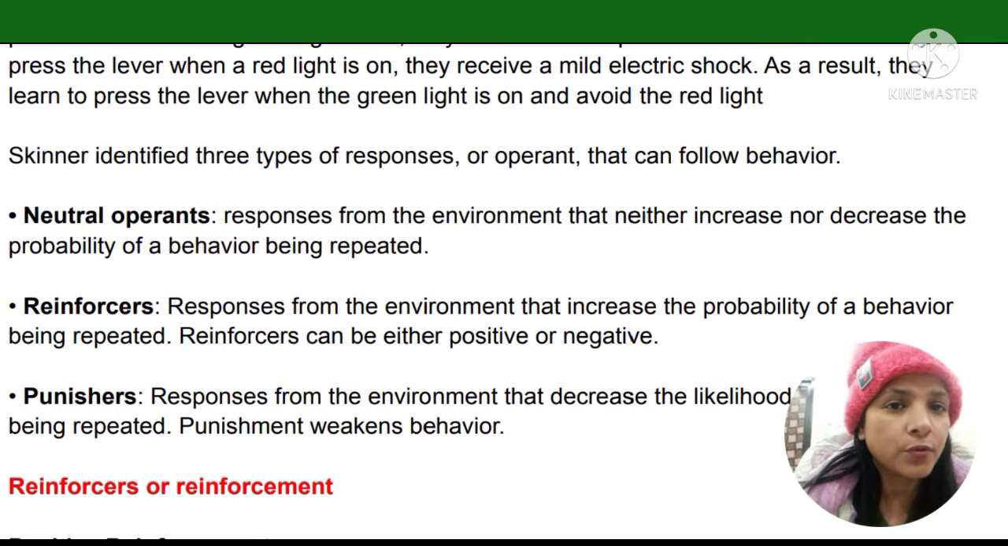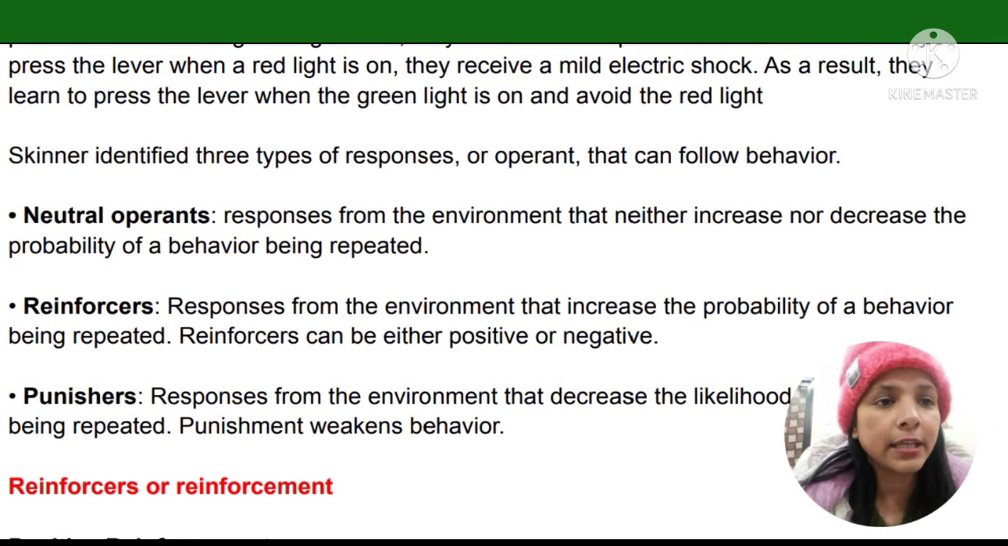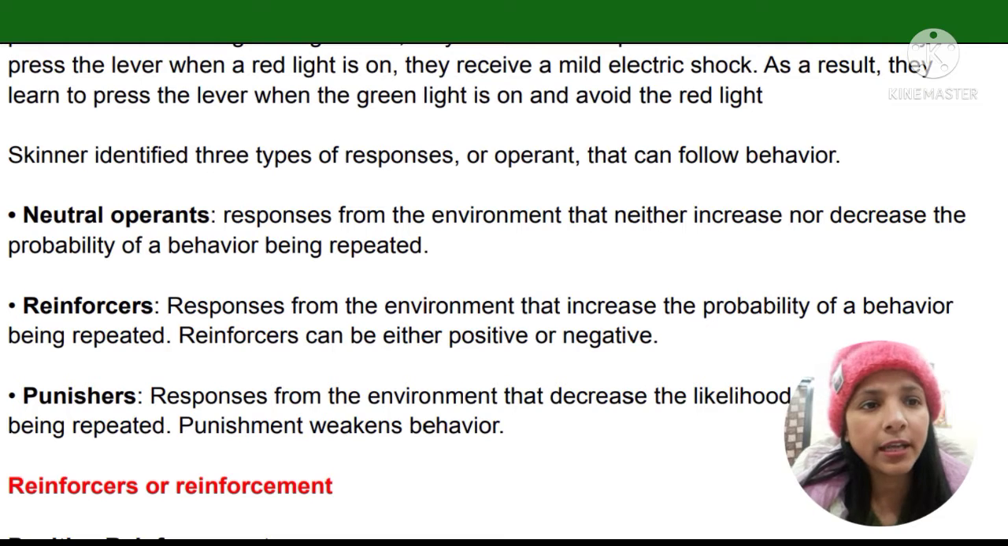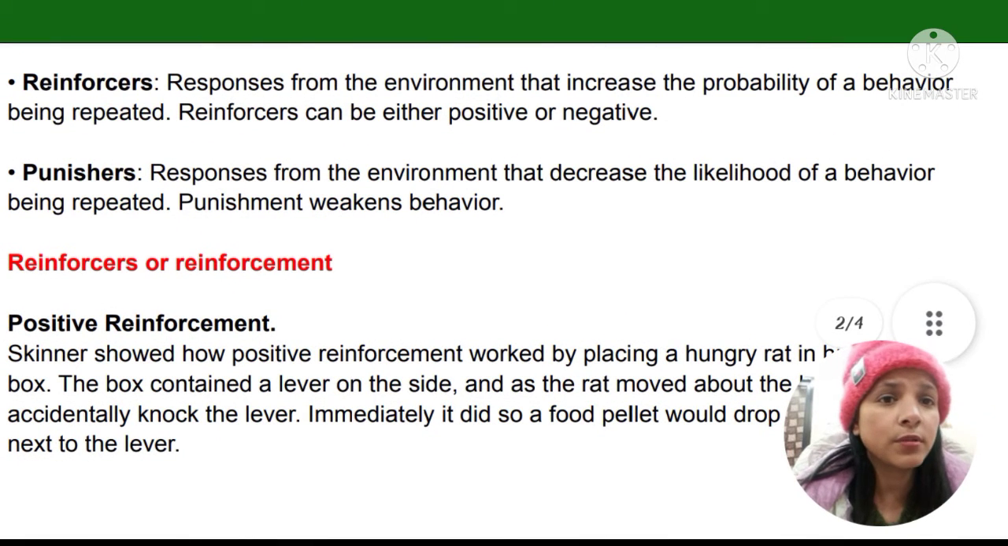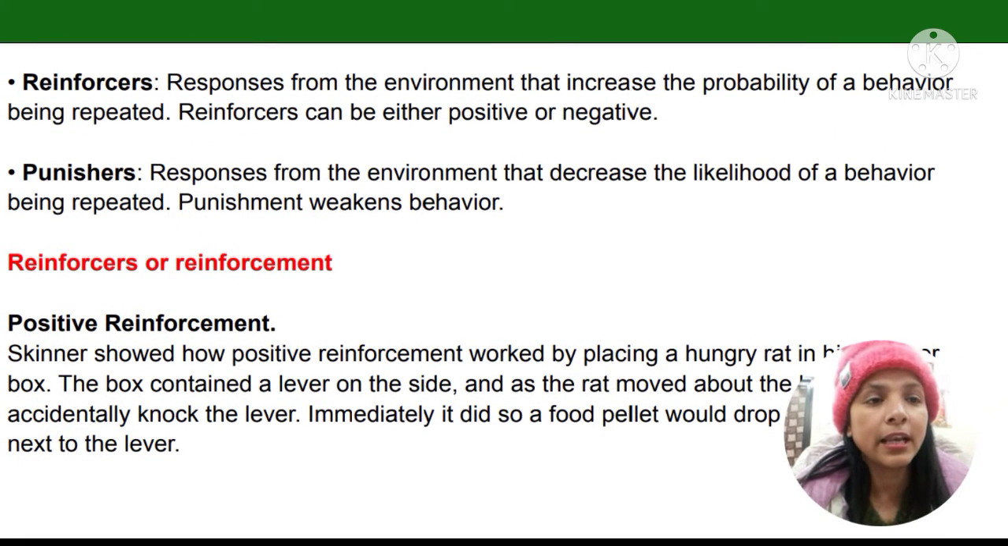Now let's see punishers. What are punishers? They are responses from the environment that decrease the likelihood of the action being repeated. If we want to eliminate any behavior that we think is not good, we can eliminate it by using punishers. Punishers weaken behavior, and they help to weaken the behavior that we do not like.